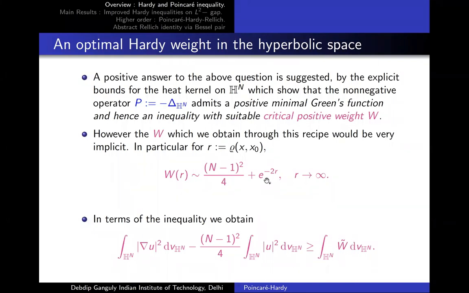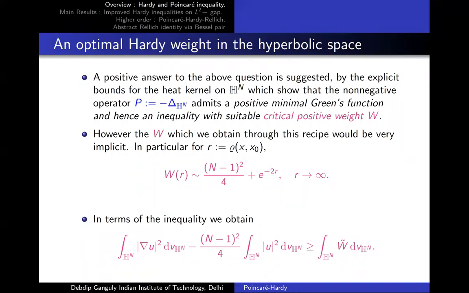It decays like exponential minus 2r. But we want this W tilde to decay as 1 by r square as r tends to infinity. That means we want something like a true Hardy weight, 1 by r square near infinity. But by their result, we could only get the decay as exponential minus 2r.